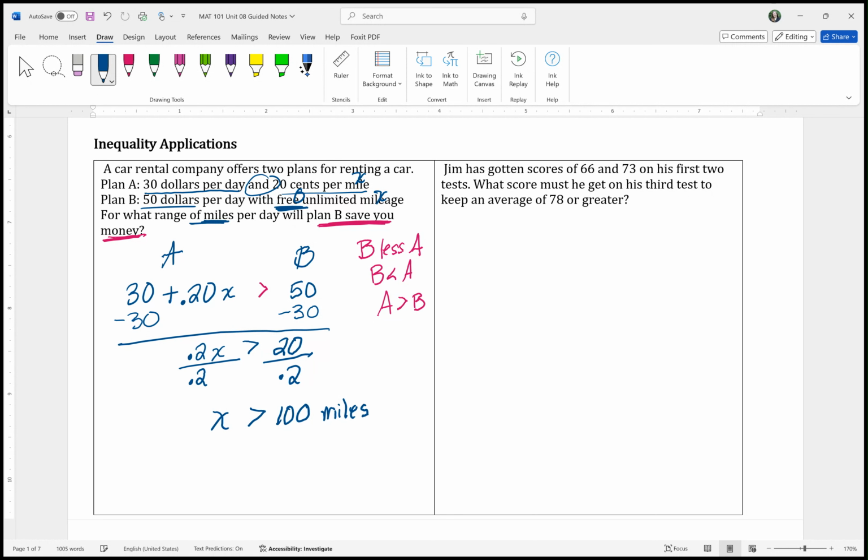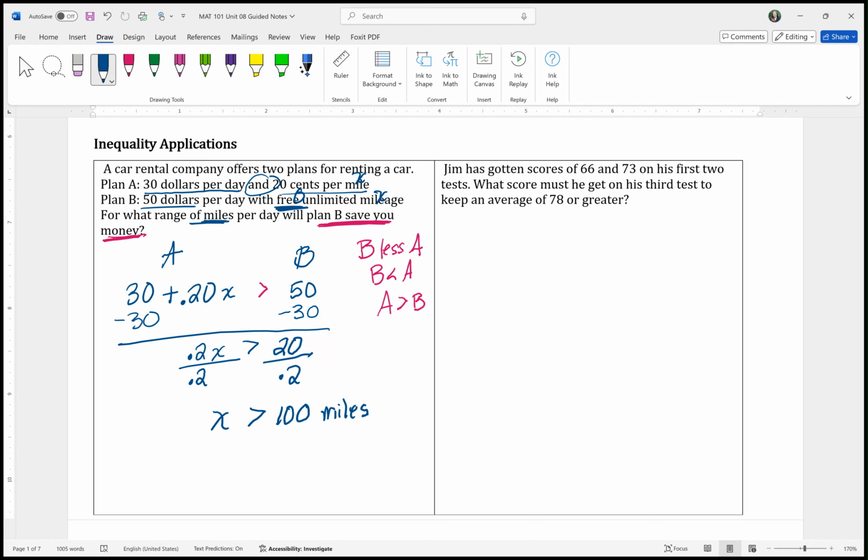Let's look at our other problem. I feel like this has a lot of application, especially if you're a college student. Jim has gotten scores of 66 and 73 on his first two tests. What score must he get on his third test to keep an average of 78 or greater? All right, so how many tests are we dealing with here altogether?